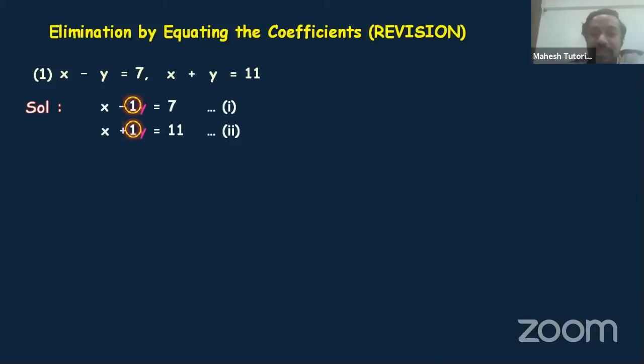Moving further, once the coefficients are equal, then pay attention to their sign. Students, now tell me, equation 1 में y का sign क्या दिख रहा है? माइनस. इक्वेशन 2 में y का साइन क्या दिख रहा है? प्लस. इक्वेशन 1 में the sign of y is minus, इक्वेशन 2 में the sign of y is plus. माइनस प्लस, तो सेम साइन और डिफरेंट साइन? Different sign. Perfect. And if they have different signs, students, then in the next step we add both the equations.